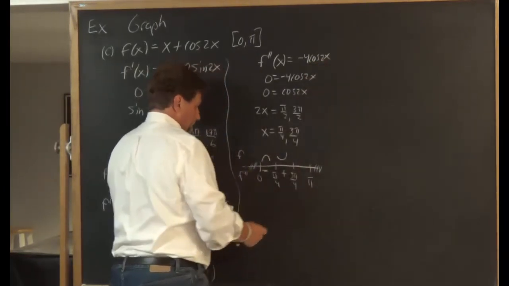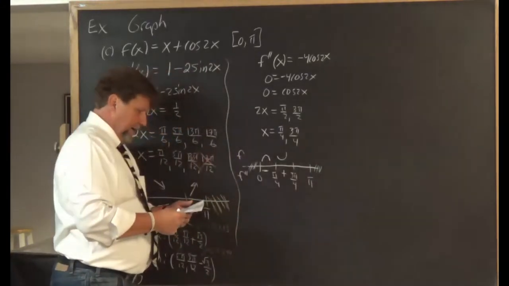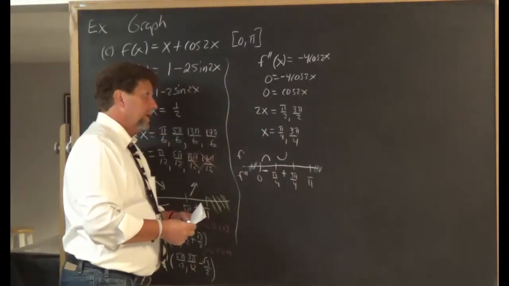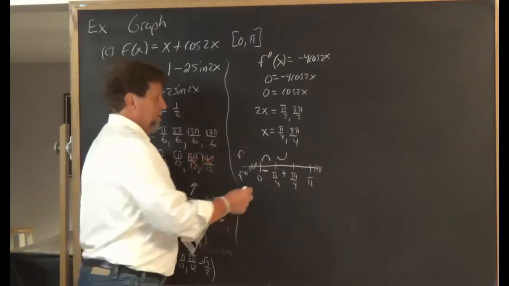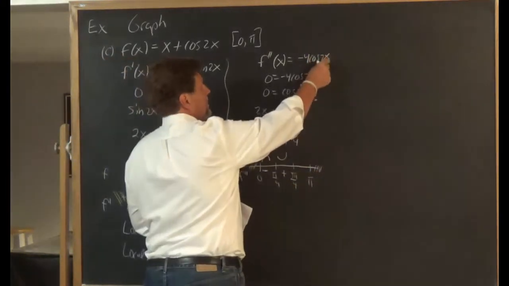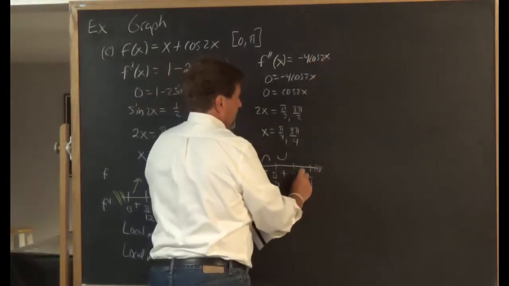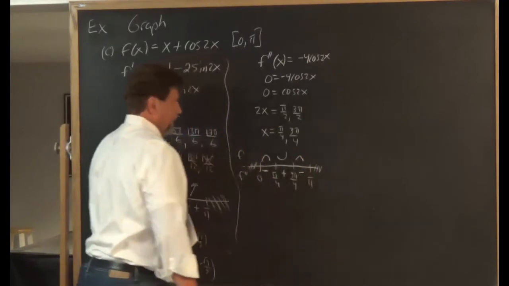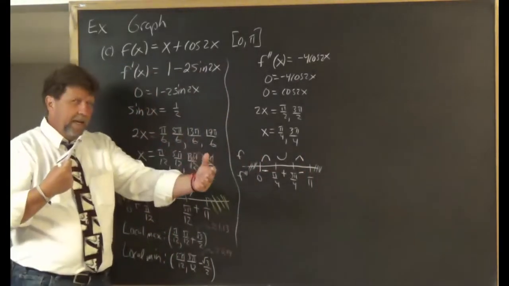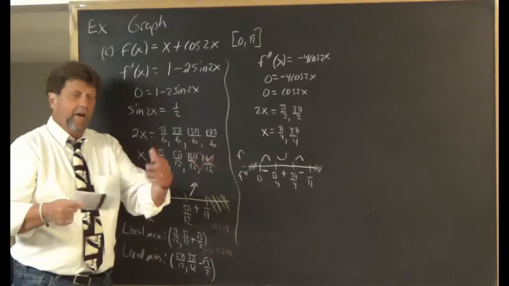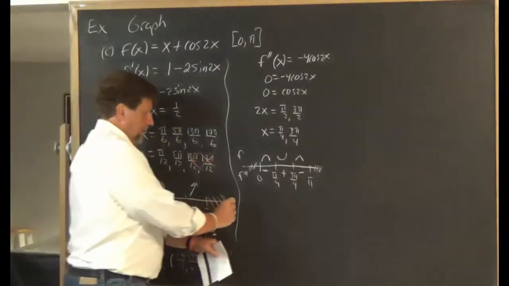3 pi over 4 to pi, I'd pick 5 pi over 6, so I put 5 pi over 6 into the second derivative, out comes a negative. So I see intervals where it's concave up and concave down. I also see inflection points.